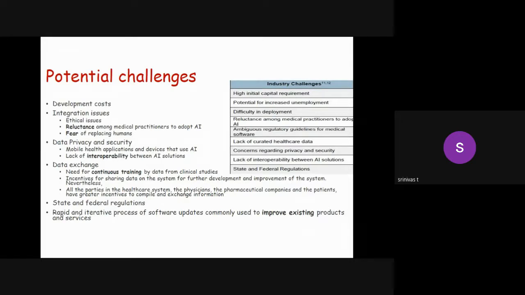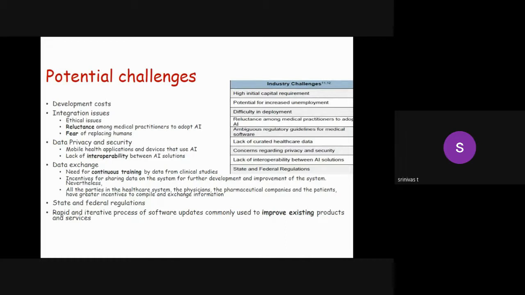Data exchange is needed for the continuous training of data from clinical studies, and incentives for sharing data on the system for the further development and improvement of the system. Nevertheless, all the parties in the healthcare system, the physicians, the pharmaceutical companies, and the patients, have greater incentives to compile and exchange the information. That's the difficulty in India, particularly: they don't compile the data, and they don't share it also.